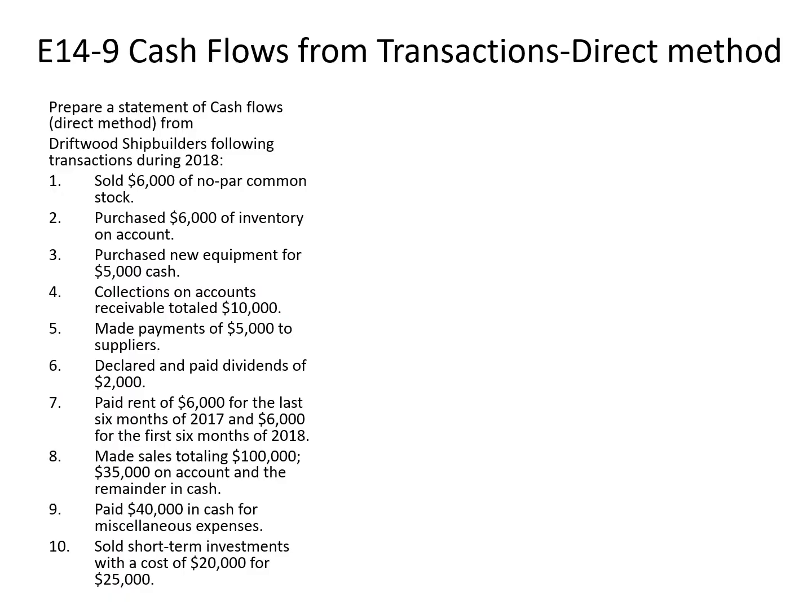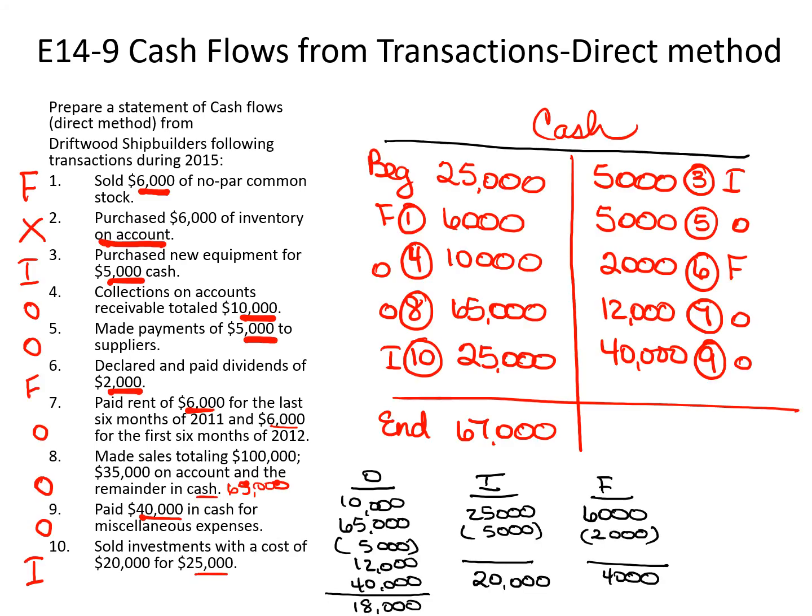All right, here's another one where we have a whole bunch of transactions. I bet we're going to make those transactions, put them into a cash account, identify them as operating, investing, and financing, and then make a beautiful cash flow statement, the direct method. So let's look. Here we go.